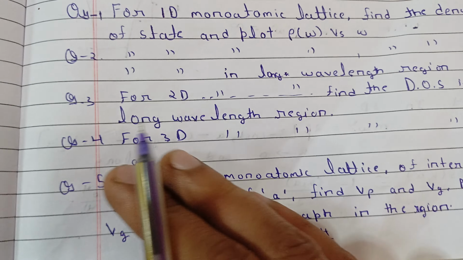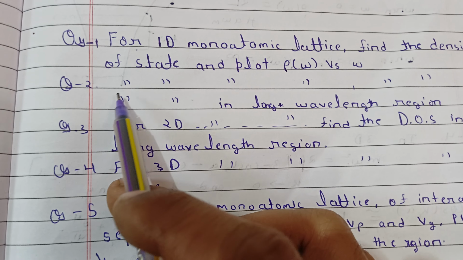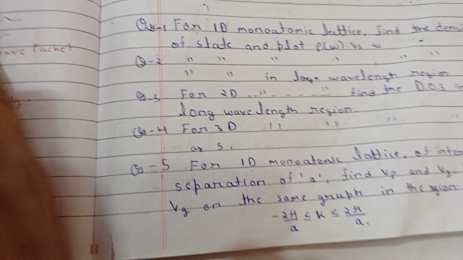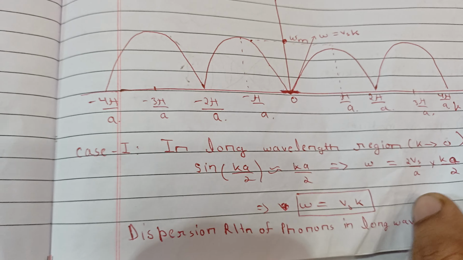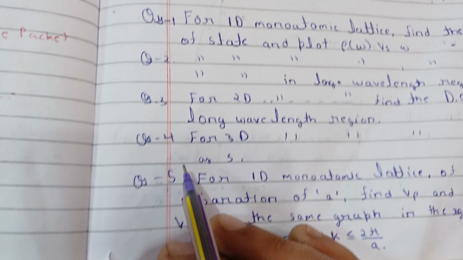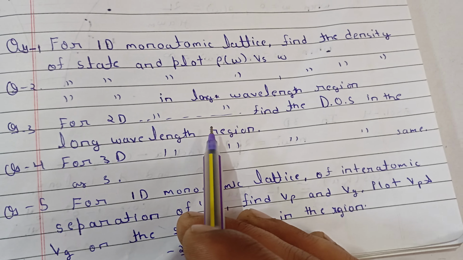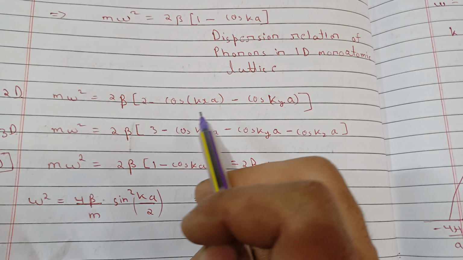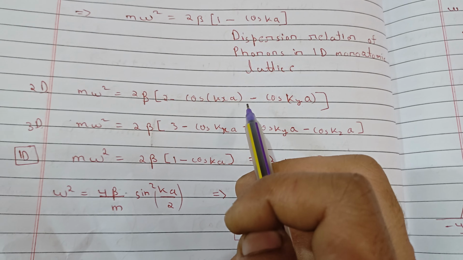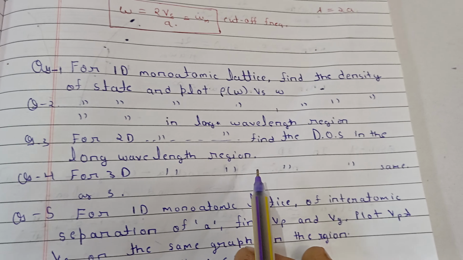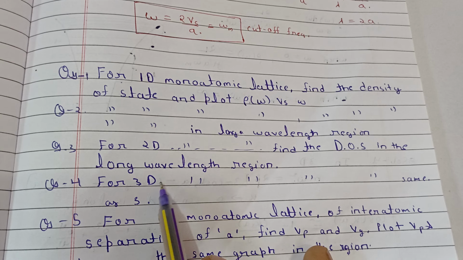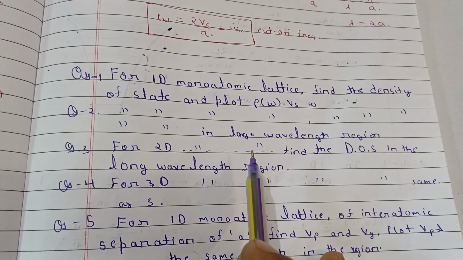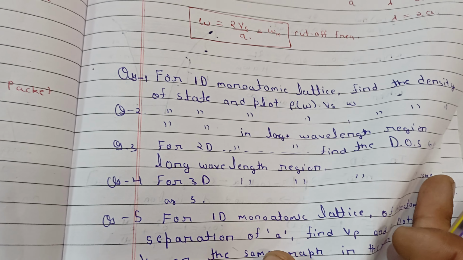In the third question you can't use the same formula. For 1D you can use omega equal to vsk for the long wavelength region, but the third question was asked for 2D. Then for 2D we find this equation of motion, m omega square equal to 2 beta, this. So you need to solve this question. In the fourth question it was asked for 3D, so I will show you the solution for 3D. You will try the same for 2D. It's not different, it's exactly the same.